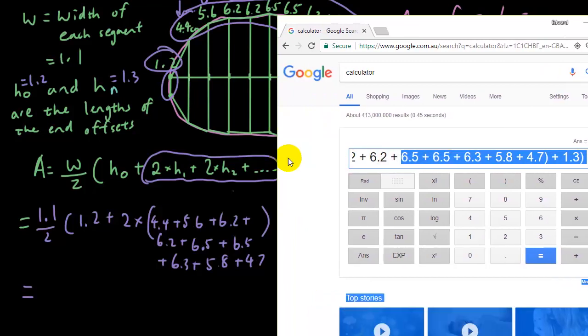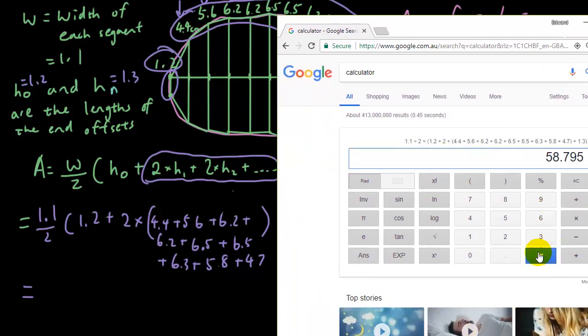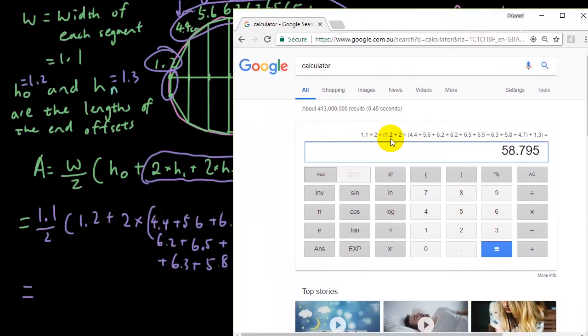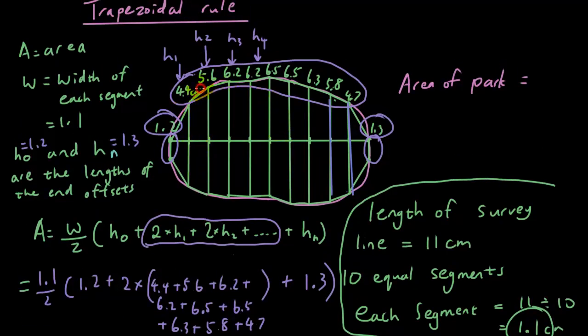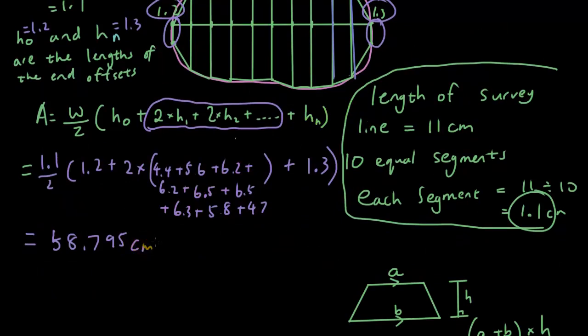So that seems all right. So just press equals. All right, and check it one more time. 1.1 divided by 2 times 1.2 plus 2 times all that plus 1.3. Should be right, 58.795. Now, what did we measure these lengths in? We measure them in centimeters, right? All these lengths are in centimeters. So therefore, the area is centimeter squared. Okay, so if you guys are interested, now I'm going to explain where this formula comes from. If you're not interested in that, that is the end of the video. Thank you for watching.